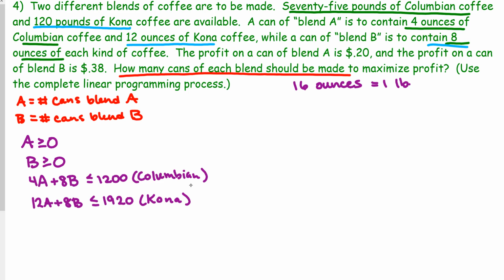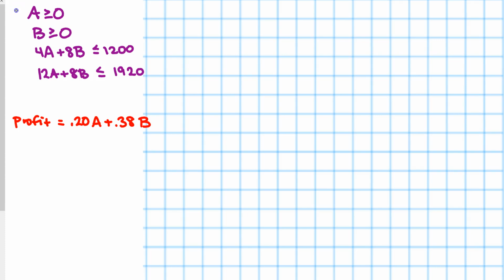So now we have our constraints, and let's write the objective function. And the objective is to maximize the profit, just like it was in the last problem. So the profit is going to be 20 cents per can of A plus 38 cents per can of B. Okay, so now it's time for us to graph. And so I'm going to label these inequalities 1, 2, 3, and 4. And for number 3, I'm going to go ahead and find the intercepts.